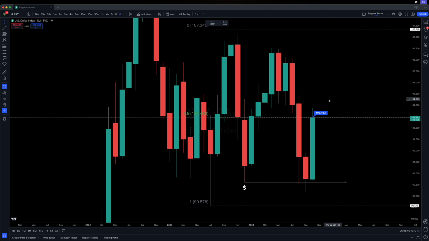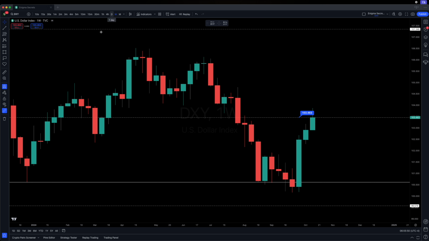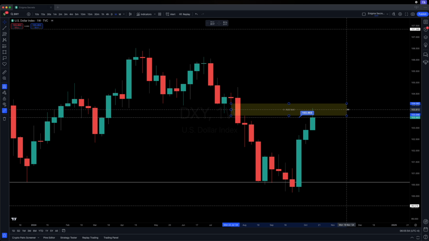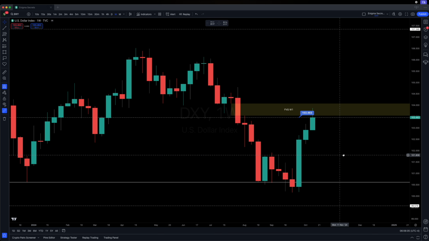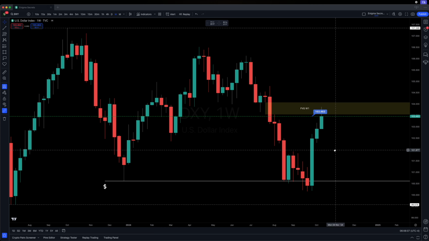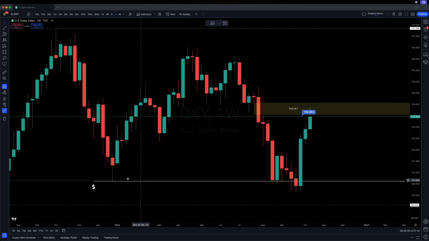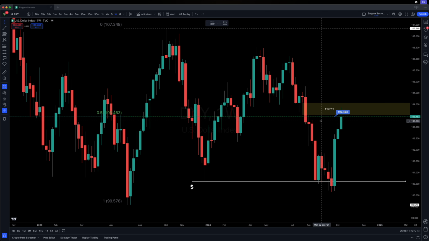Anything above here is a premium. Let's zoom in. What was it attacking? This fair value gap here on the weekly. The job of the algorithm is now complete. Bought in a discount, sold in a premium.